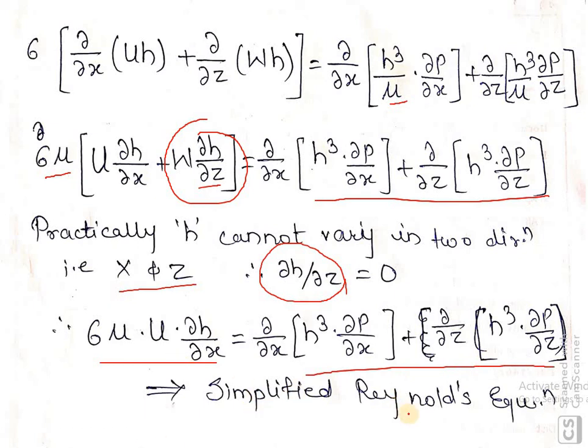Now this is the simplified Reynolds equation with the assumptions: this is the first and this is the second one, that mu is constant. So this is the simplified Reynolds equation.